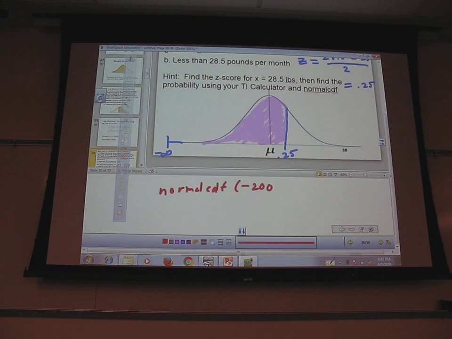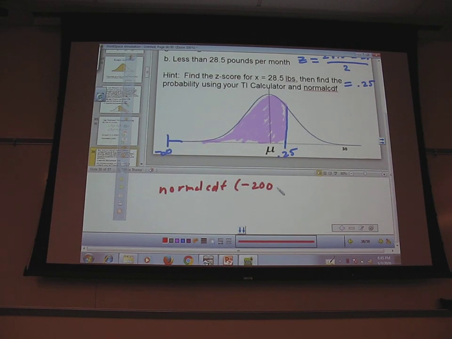So then I'll need to do normal CDF of some large negative number, like negative 200. Pick any large number you want, comma, 0.25. And what do you guys get for that one? Anyone? 0.5987. Great. That means that this area here is 0.5987. Do you guys see where that comes from? That's this area right in here.